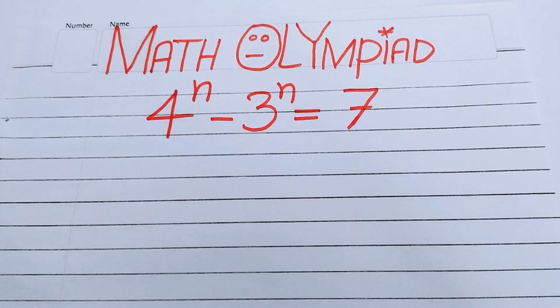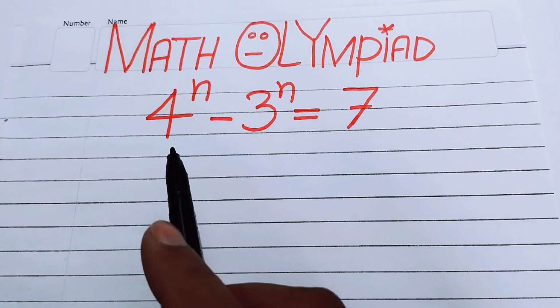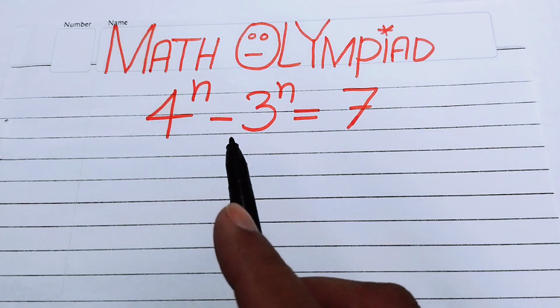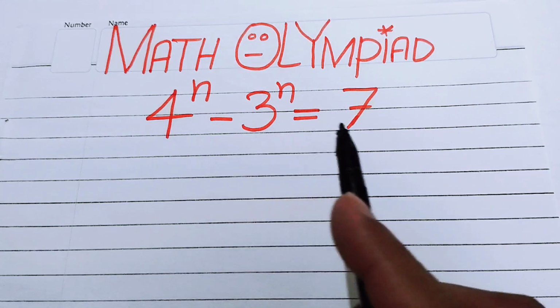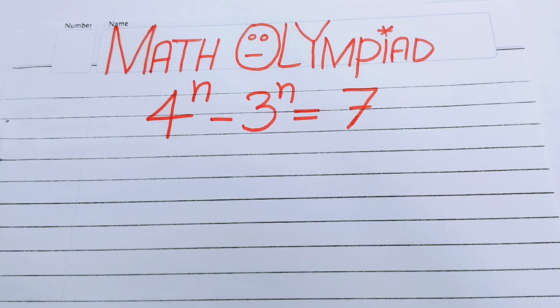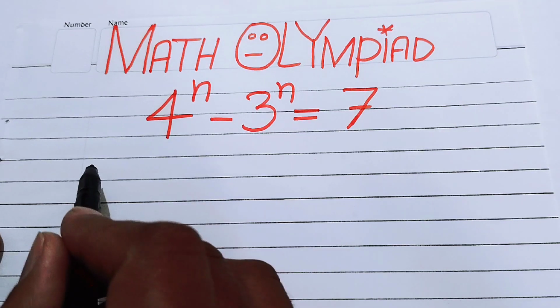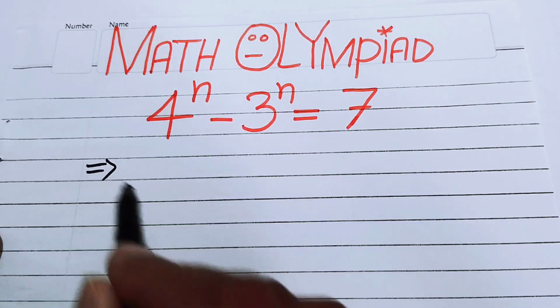In this video, we are going to solve this nice algebra problem, and here we have 4 to the power of n minus 3 to the power of n equals 7, and we will solve this problem for the values of n.